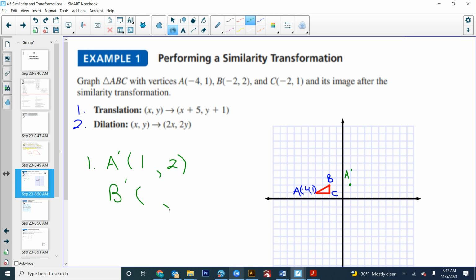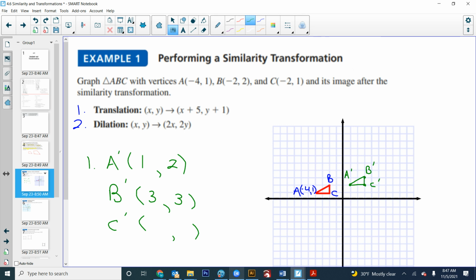B prime. Right 1, 2, 3, 4, 5, up 1. B prime is 3, 3. You can either count on the graph or you can add 5 to the x and add 1 to the y. Be able to do both. And C prime. Right 1, 2, 3, 4, 5, up 1. C prime.